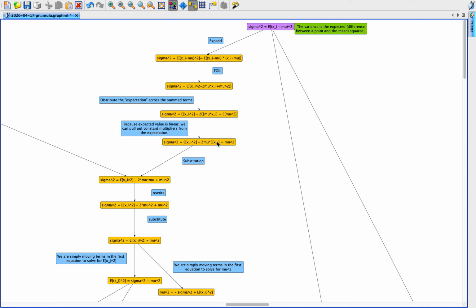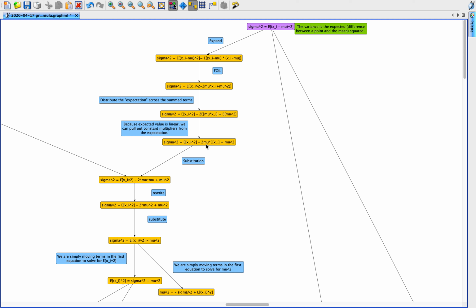And so we know that mu is constant, right? The population mean isn't going to change across doing these sums or doing these manipulations. Population mean stays the same. So that means that the expectation of mu squared is just equal to mu squared.